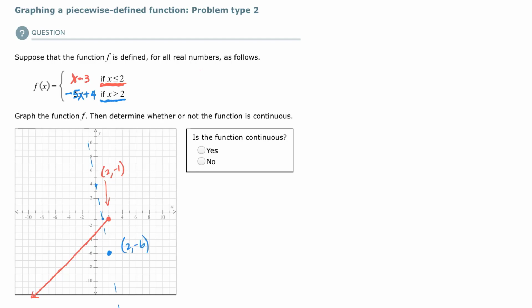If you don't believe me, plug in 2 right here. What happens when you plug in 2 right there? I was going to say, if you don't believe me, you could look off to the side. This is scratch work. If you plug in 2 in the second piece of the function, you end up getting negative 6. So our first blue dot is actually at 2, negative 6.